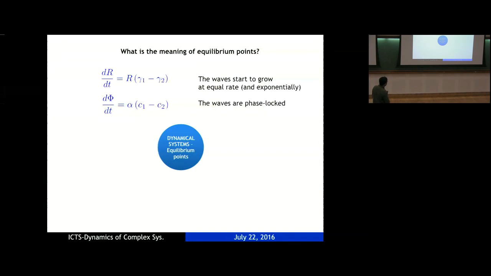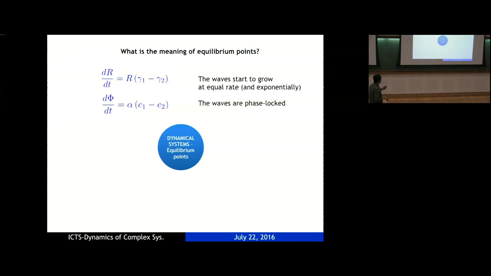By equilibrium point, I will mean dr/dt equals 0. dr/dt equals 0 means gamma 1 equals gamma 2. Two waves, both the waves have the same growth rate. That basically means, and also it can be shown, that it's exponential growth. So this is actually what happens in normal modes. Normal modes grow exponentially, and all the waves will grow at the same rate, e to the power gamma t. Similarly, d phi/dt equals 0, phase locking, means the waves have the same phase speed, which means that the waves are phase locked.